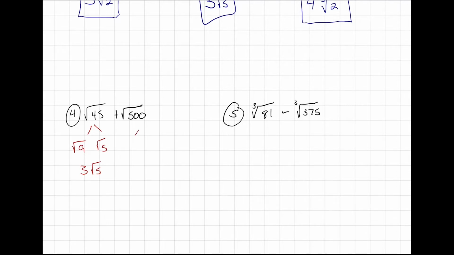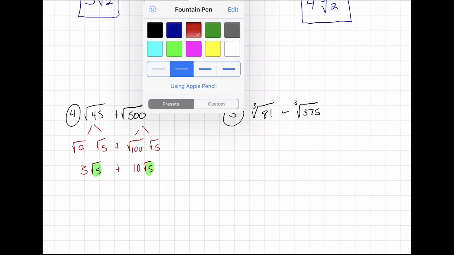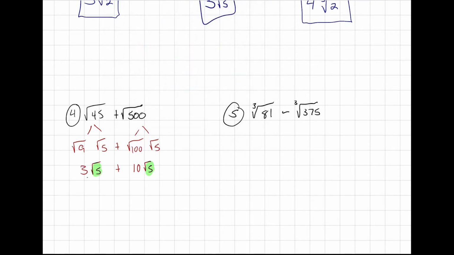So when I split up 500, we could split it into 100 times 5, or square root of 100 times square root of 5. So then the square root of 100 simplifies to 10, and the radical 5 stays along for the ride. Now that I have matching pieces, and I'll highlight them, so we both have square roots of 5, all we have to do to solve is just add the numbers that are not in the radical sign. So 3 plus 10 becomes 13. The radical 5 just hangs out, and you get 13 square root of 5.